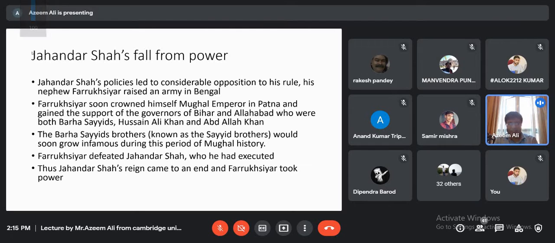And his nephew, Farrukhsiyar, raised an army in Bengal. And Farrukhsiyar crowned himself Mughal emperor in Patna, in Bihar, and gained the support of the governors of Bihar and Allahabad, who were both Barha Sayyids, Hussain Ali Khan and Abd Allah Khan. And these Barha Sayyid brothers, also known infamously as the Sayyid brothers, would become very infamous during this period of Mughal history. And Farrukhsiyar, with the support of the Sayyid brothers, defeated Jahandar Shah, and he had him executed. And thus Jahandar Shah's reign came to an end, and Farrukhsiyar took power.